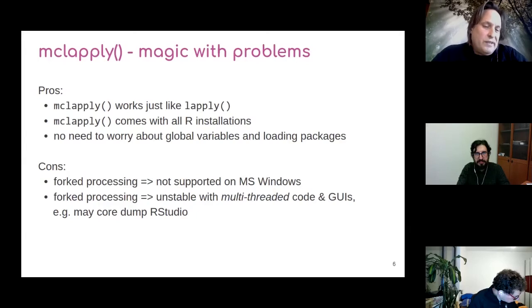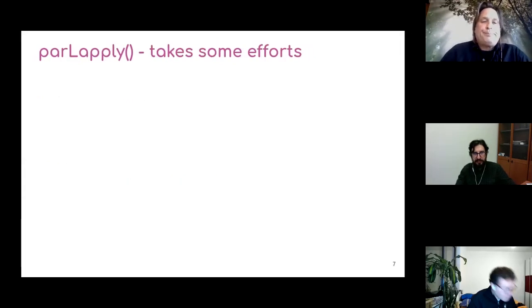Graphical user interfaces can also struggle with forked processing. There have been reports, for instance, that RStudio has crashed because people used mclapply. It's not just an RStudio problem, but it's an example. So we have to be careful when we use mclapply.